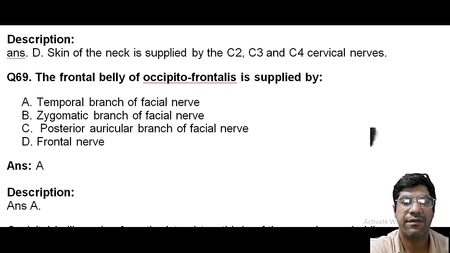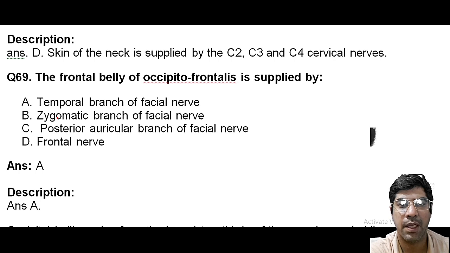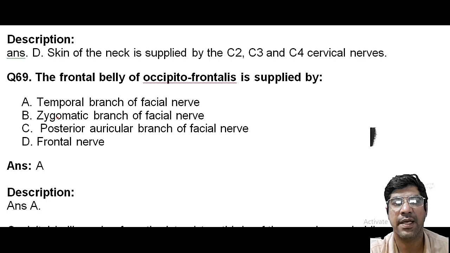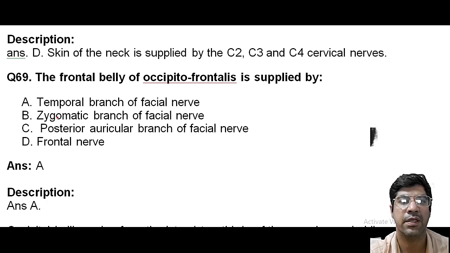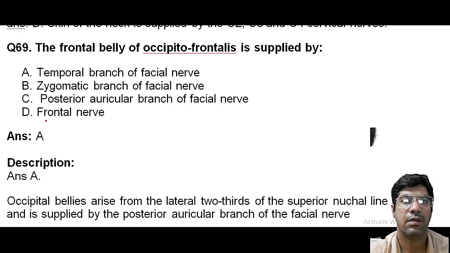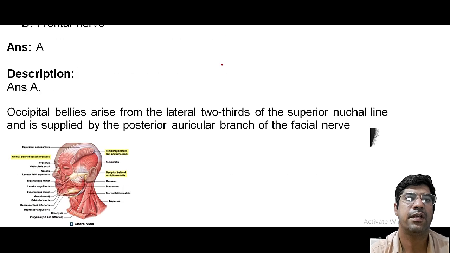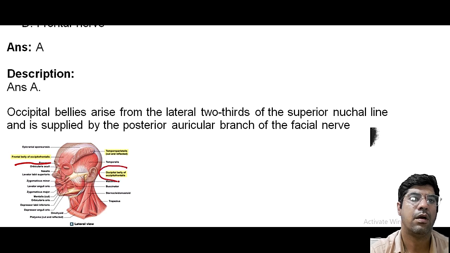The front belly of occipitofrontalis is supplied by the temporal branch of the facial nerve. The occipital belly is derived from the lateral two-thirds of the superior nuchal line and it is supplied by the posterior auricular branch of the facial nerve. So the front bellies are supplied by the temporal branch of the facial nerve, and the occipital bellies are supplied by the posterior auricular branch of the facial nerve.